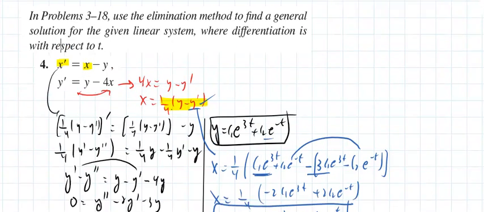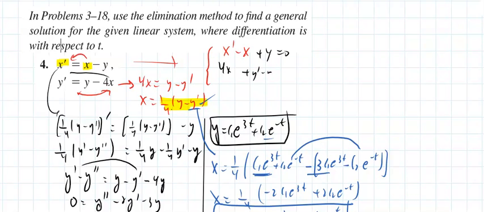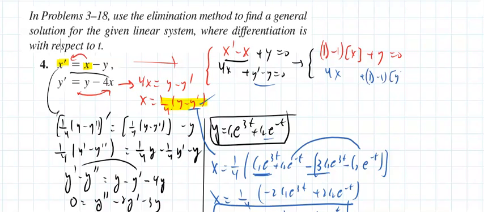But if you really pay attention, you could have moved this over and said, look, this is x prime minus x plus y equals 0. And if I move this over, that is 4x plus y prime minus y equals 0. And you could make this system into D minus 1 operating on x plus y equals 0, and 4x plus D minus 1 operating on y equals 0.